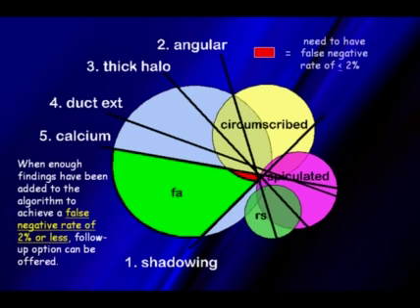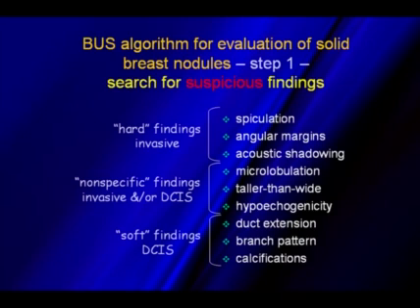But with ultrasound, we don't take just a single finding, we take multiple findings. We apply basically the same algorithm that we do with mammography. And what we're able to do by doing this is get our false negative rate less than 2%, which is pretty much the gold standard for mammography. So with ultrasound and using these multiple features, we're able to get our false negative rate of less than 2%.